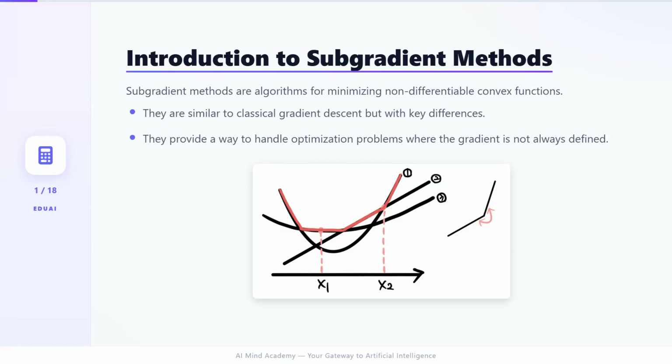Subgradient methods are a class of iterative algorithms designed to minimize convex functions that may not be differentiable everywhere. These methods share similarities with classical gradient descent, but they incorporate distinct features to address the challenges posed by non-differentiability. They offer a practical approach to solving optimization problems where standard gradient-based techniques are not directly applicable.